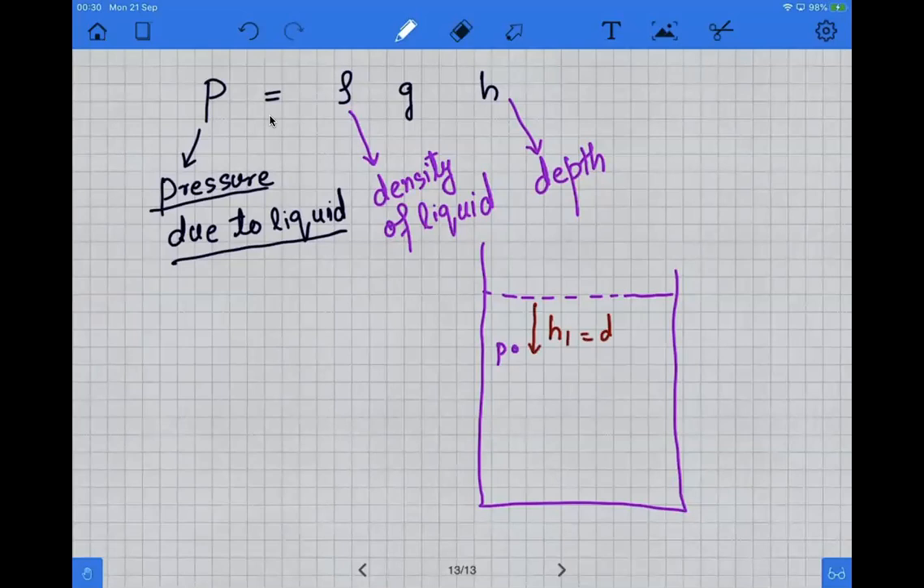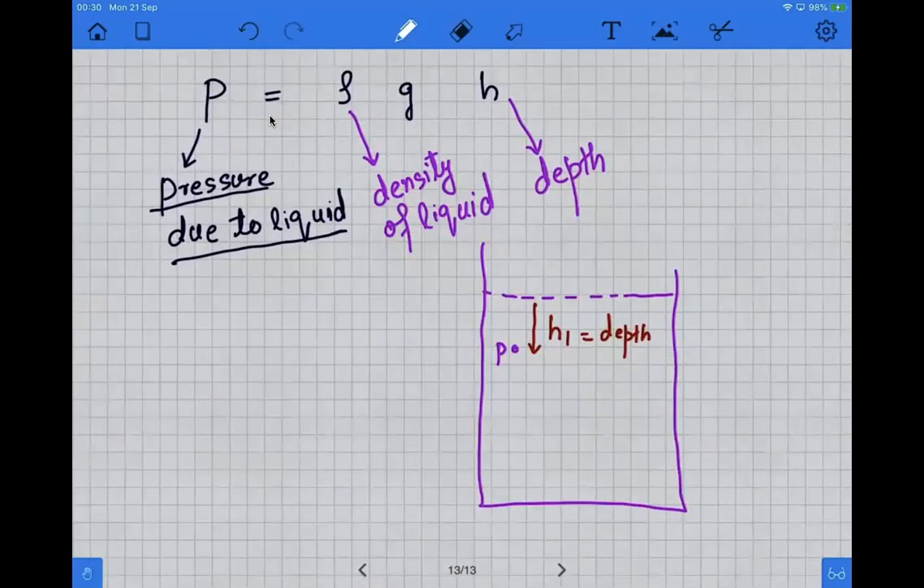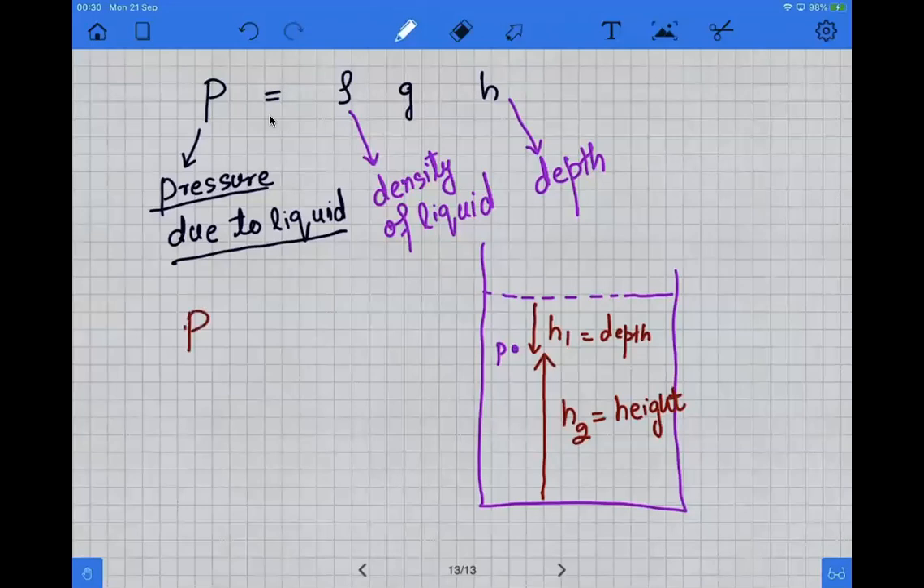We take depth from the surface, and height is taken from the bottom. This H2 is height. Now, students generally mix these two things. I should clear that when you calculate pressure on point P, it should be rho G H1. If someone writes it rho G H2, then it is wrong. So it is rho G H1. You have to use the depth, not the height. So pressure depends on the depth.